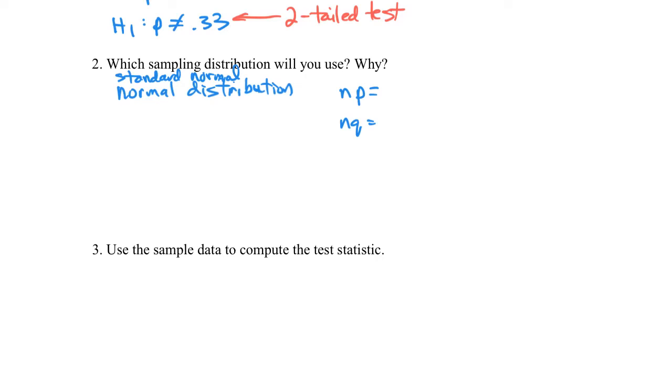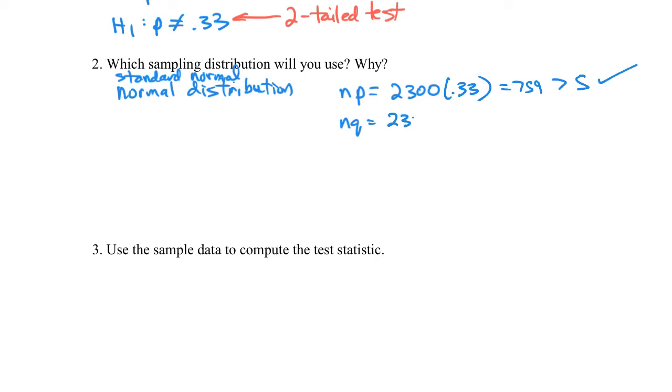Well, n is 2,300 because if you look at the question, it says in a recent random sample of 2,300 adult Americans. Okay, so 2,300 is n. And then p is a number given in the null hypothesis, which is 0.33. If you multiply these two together, you get 759, which is definitely bigger than 5. So we can say, okay, that checks.